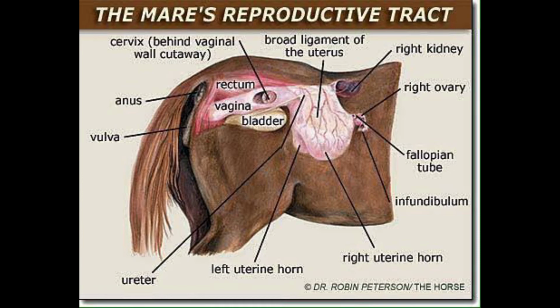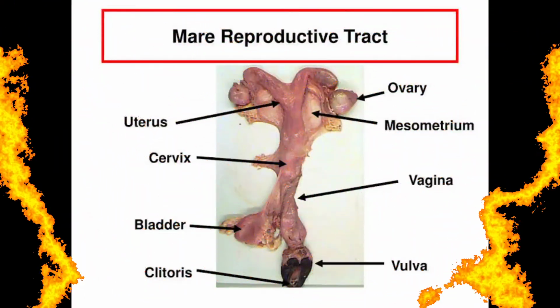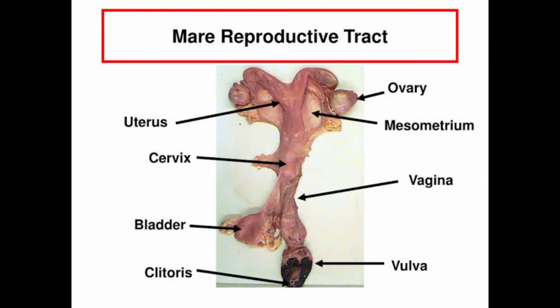Oviducts, also known as the fallopian tubes. The oviducts are small, highly coiled tubes which connect the tip of a uterine horn with an ovary. The ovarian end of the oviduct is called the infundibulum. It is enlarged and shaped like a catcher's mitt with finger-like projections from its end called fimbriae.